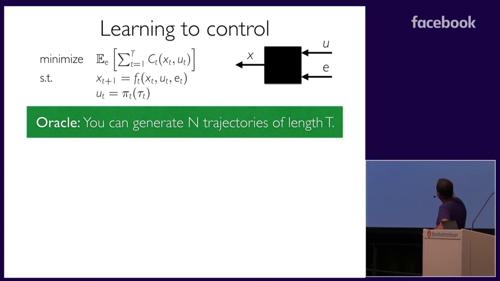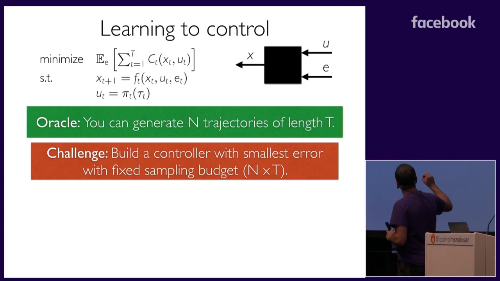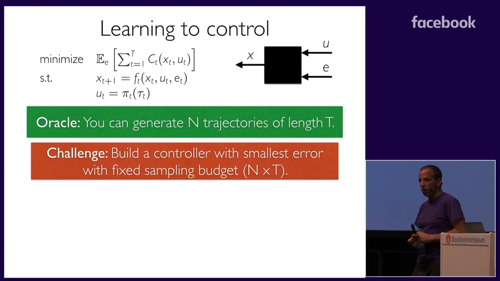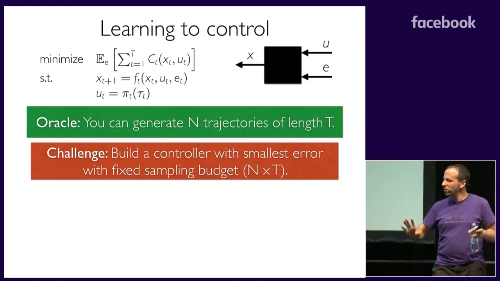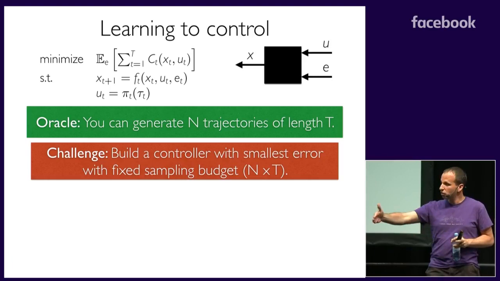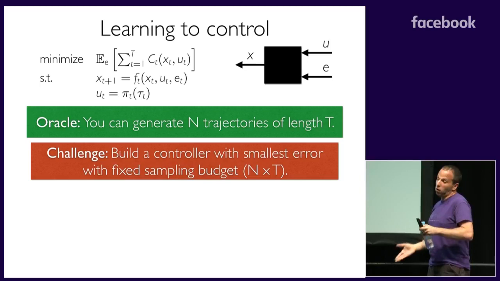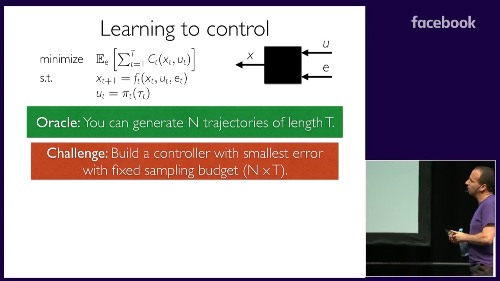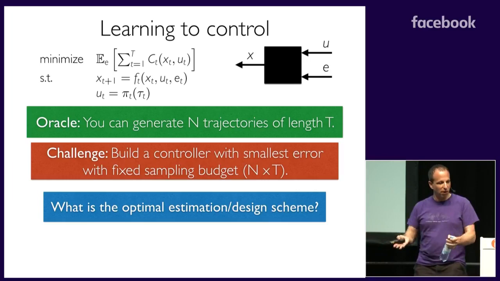And then the challenge is we want to build a policy or a controller which has the smallest error given that sampling budget. Okay, and so n and t here, I'm just going to weight them equally. You don't have to actually do that. It may be more expensive to run lots of experiments, so that a long time horizon t is easier than multiple experiments. Or it may be that multiple experiments are easier than a long time horizon. I'm just lumping them in as a product today. I'm trying to make it as simple as possible. And the question is, what's the right thing to do? That's my oracle. What's the right scheme to do?